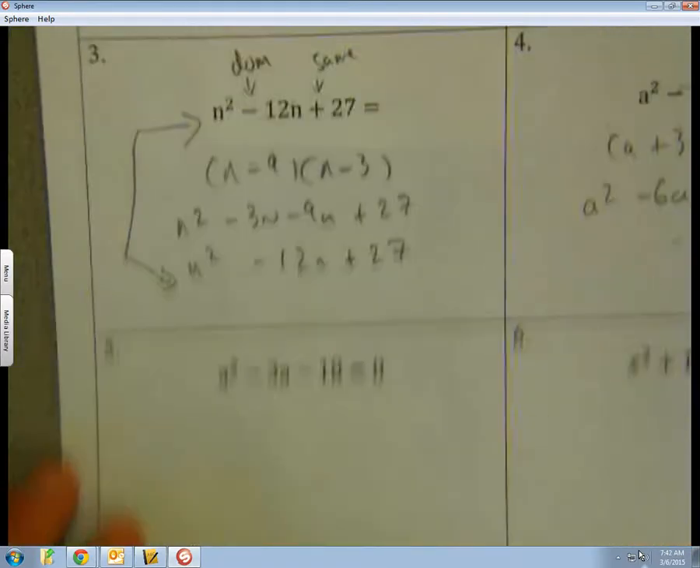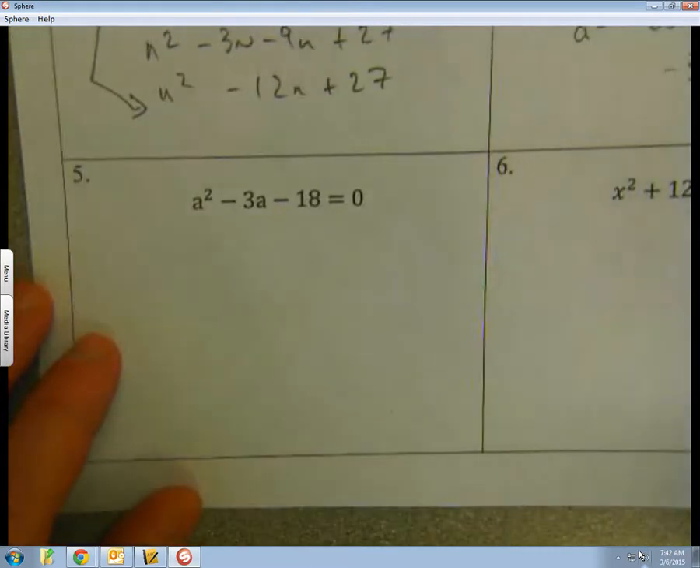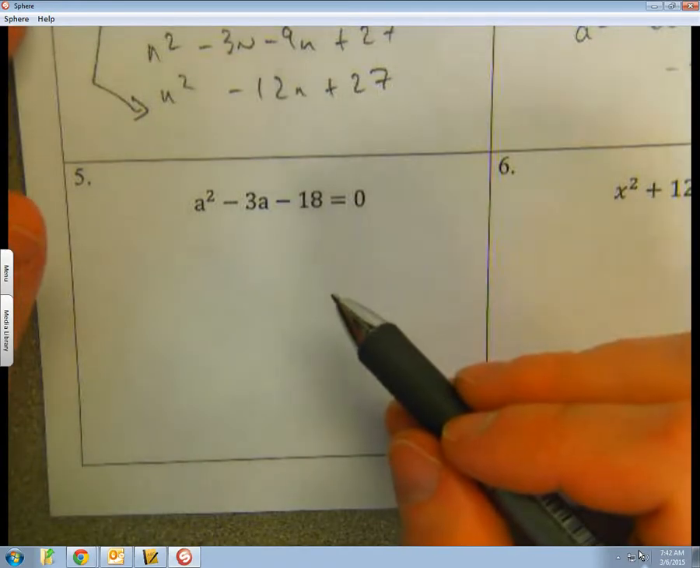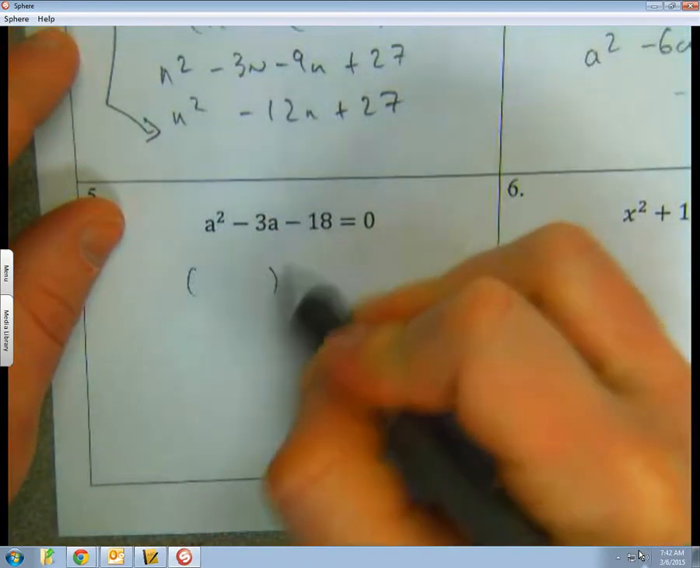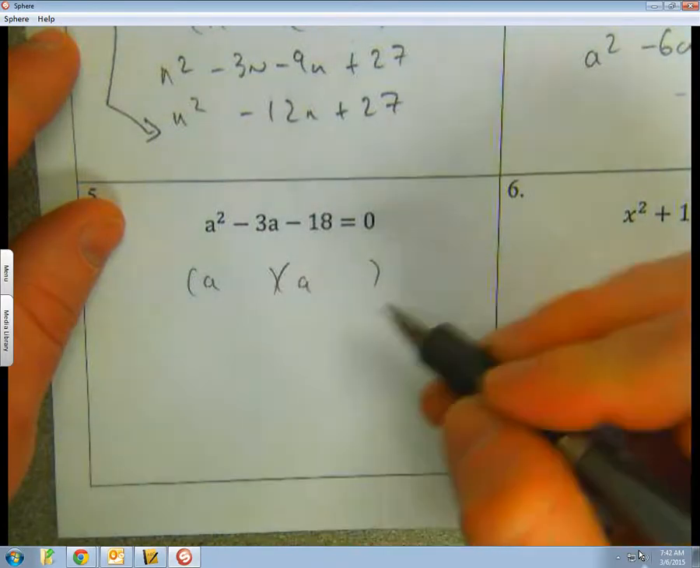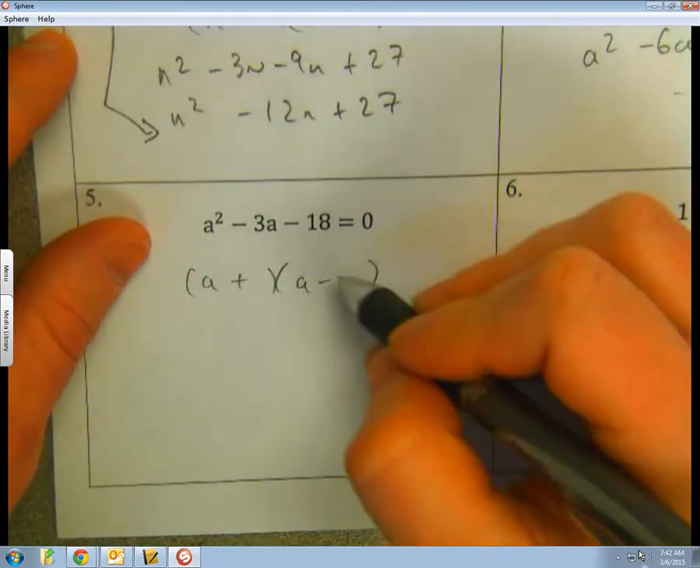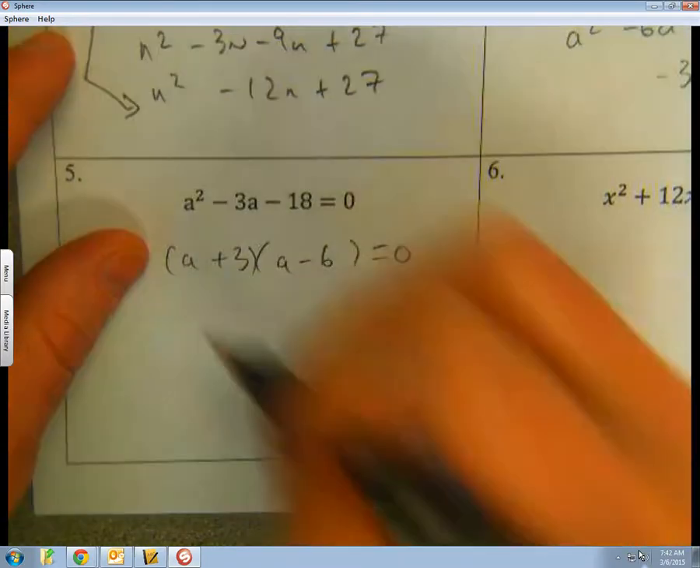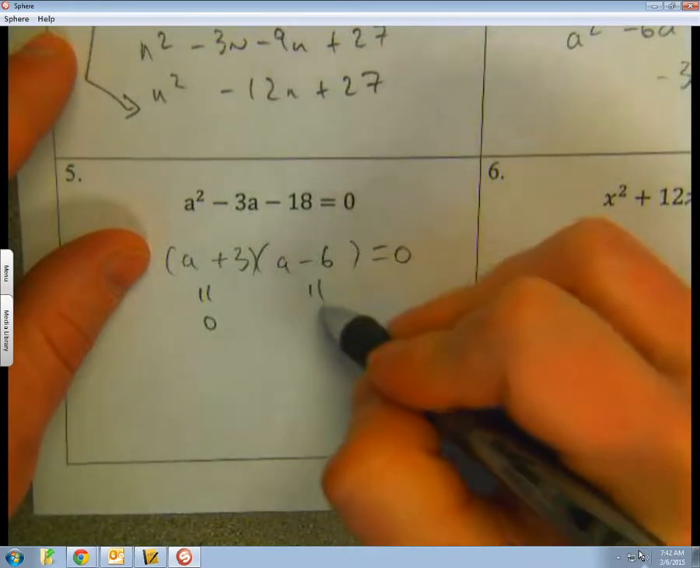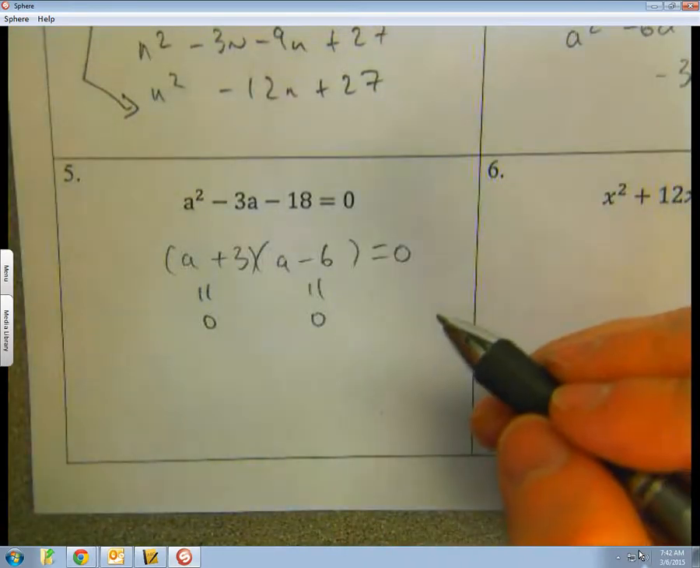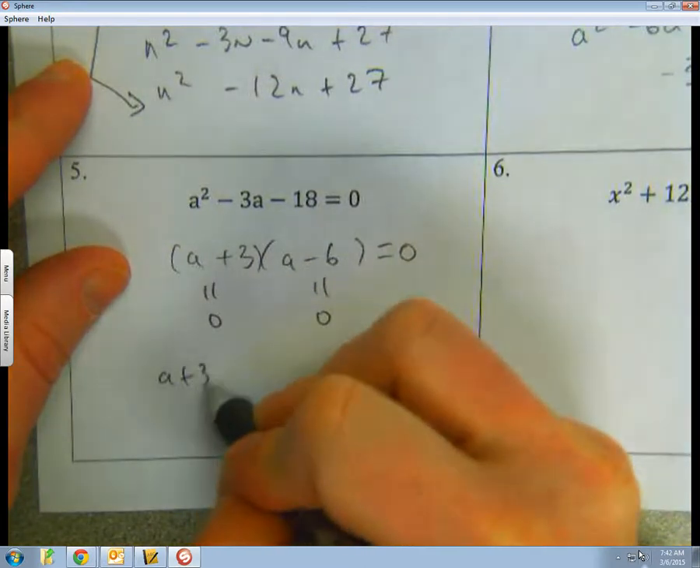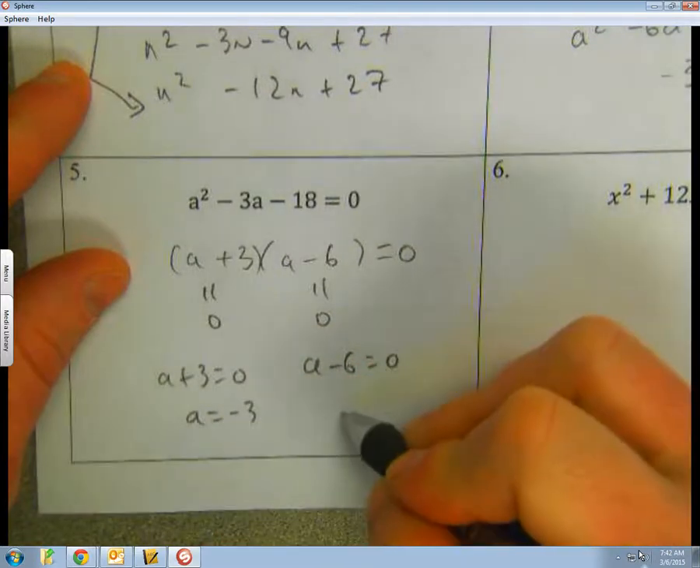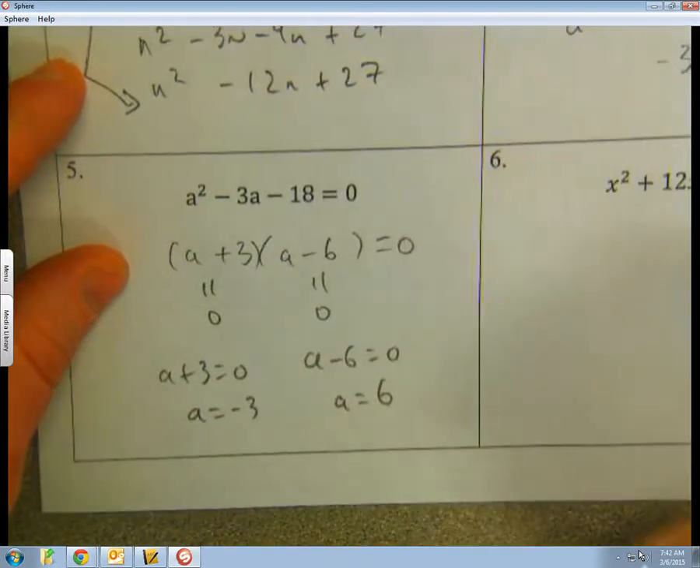Now, same thing with the solve. So factors are the same. It's the same problem as before. a plus 3 times a minus 6 equals 0. And just like we did yesterday, if this equals 0, the whole thing is 0, or if this equals 0, the whole thing is 0, because we're multiplying by a 0. So a plus 3 equals 0, a minus 6 equals 0, a is negative 3, a is plus 6. That's it.